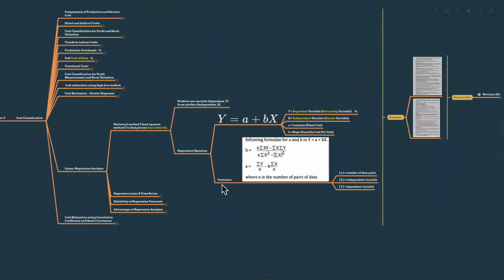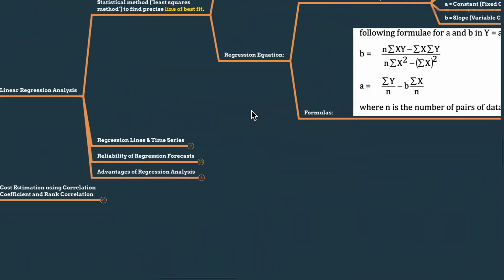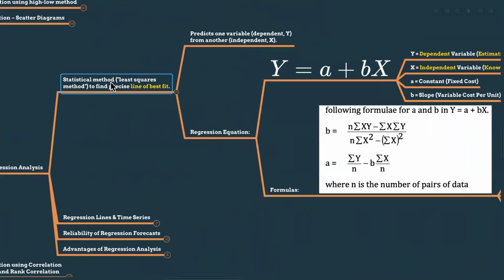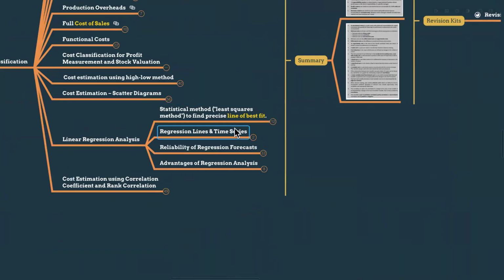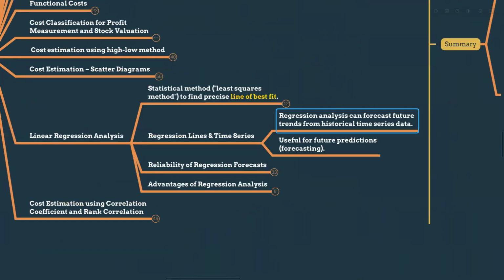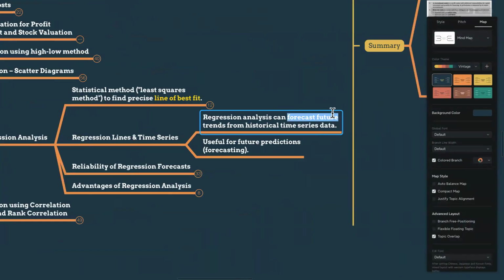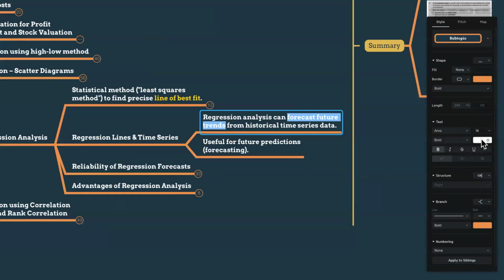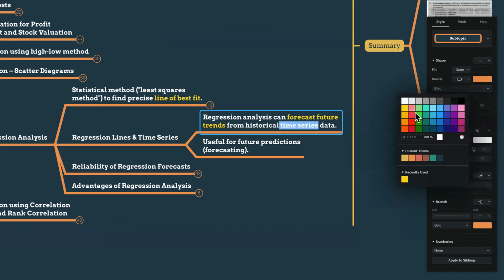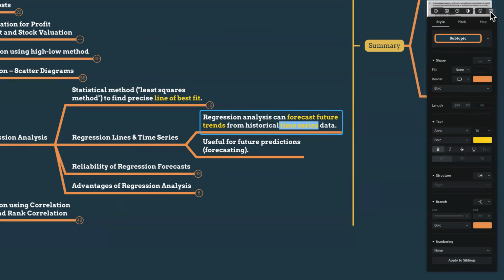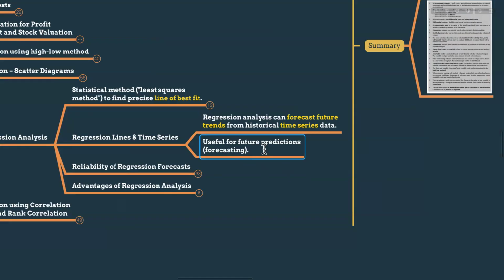Now, let's come to the theory area. Now you know the formula, you know how to do the line of best fit and regression analysis. And regarding regression lines and time series, guys, regression analysis can forecast future trends. As we did in the question also, we did some forecasts for the future years, right? With the use of the historical time series. Time series means how the data is changing with time, for each and every year, right? We can do forecasts, so it's useful for future predictions. That is regression lines and time series.